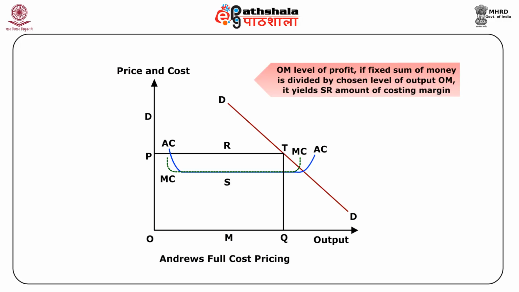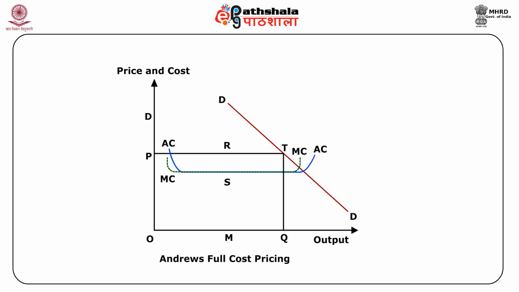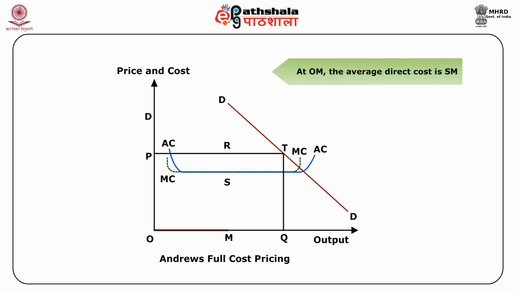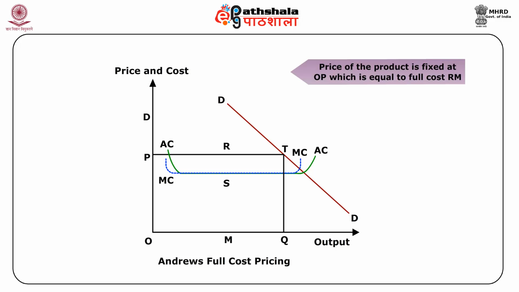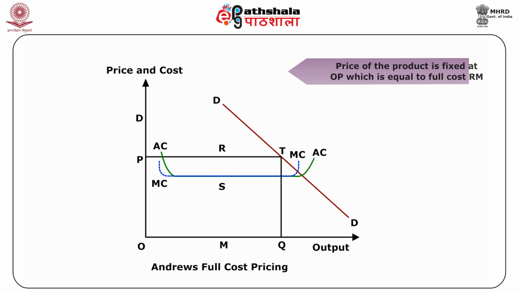Now, at OM level of output, if the fixed sum of money is divided by the chosen level of output OM, it yields SR amount of costing margin to be added to the average direct cost for determining the price of the product. At OM level of output, the average direct cost is SM. If we add them, the price of the product is fixed at OP, which is equal to full cost RM.